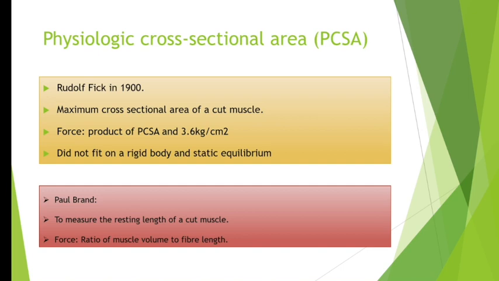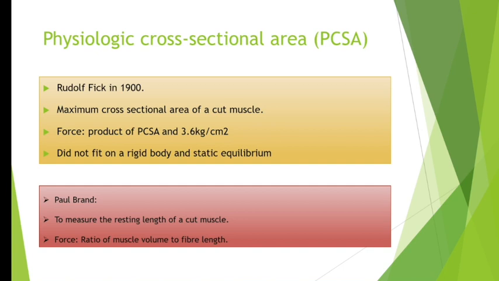The concept of physiological cross sectional area of a muscle was first given by Rudolf Fick in 1900. He said that by making various cross sectional cuts on a muscle, the maximum cross sectional area of a cut muscle was called the physiological cross sectional area of that muscle. And he calculated the force by the product of this PCSA with 3.6 kg per centimeter square. The drawback of this force measurement was that it did not fit any rigid body and static equilibrium.